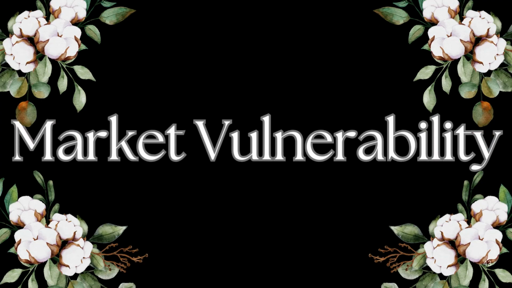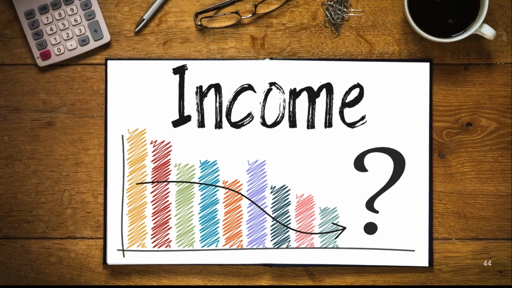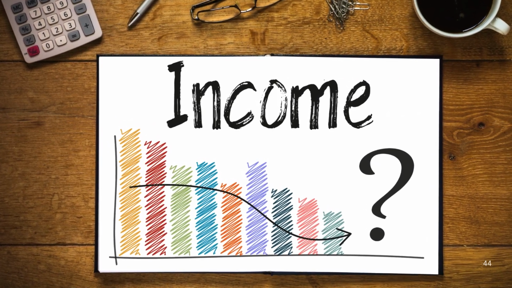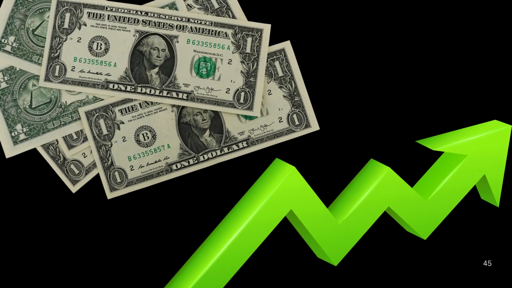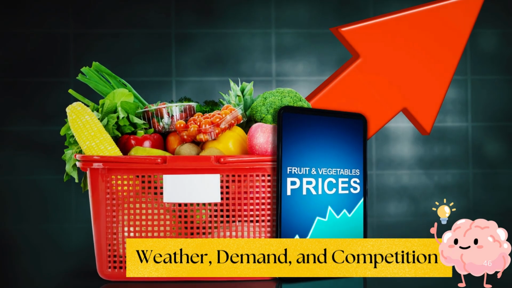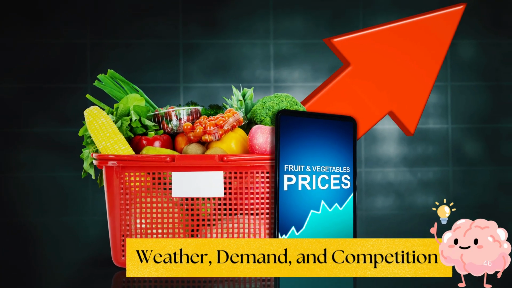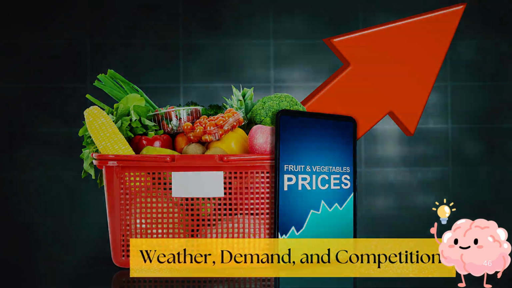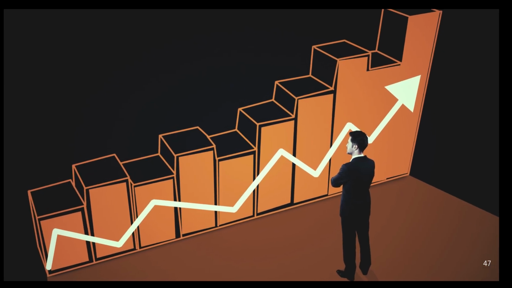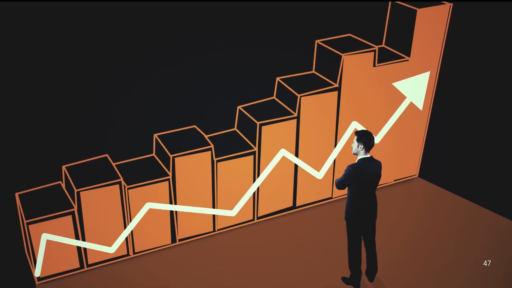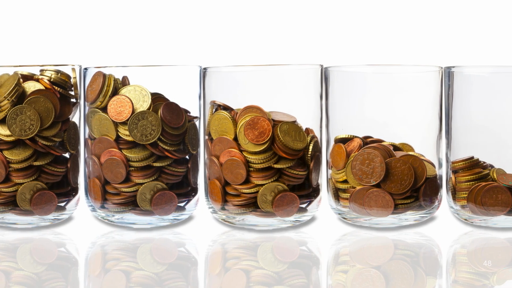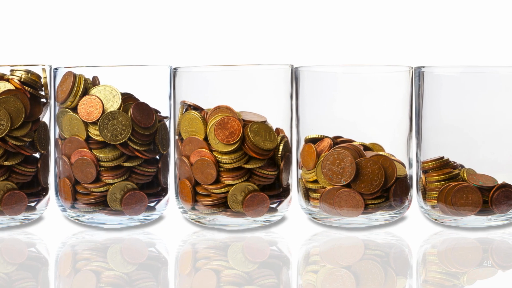4. Market vulnerability. The income of sharecroppers and tenant farmers was highly dependent on market prices for their crops. Prices could fluctuate dramatically due to factors like weather conditions, demand, and competition. A poor harvest or a drop in market prices could lead to significant financial losses, making it challenging for those farmers to sustain their livelihoods.